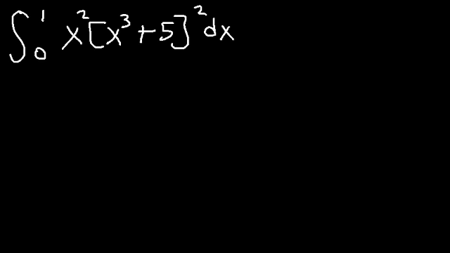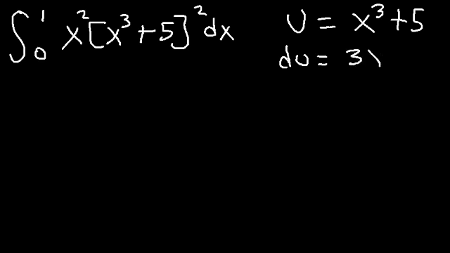Now, we need to replace the x variables with u variables. But here's a question for you. Should we make u equal to x squared or x cubed plus 5? You want to make u equal to x cubed plus 5 because the derivative of that expression is 3x squared dx. The x squared in this expression will cancel with the x squared on the outside, which is what we want.